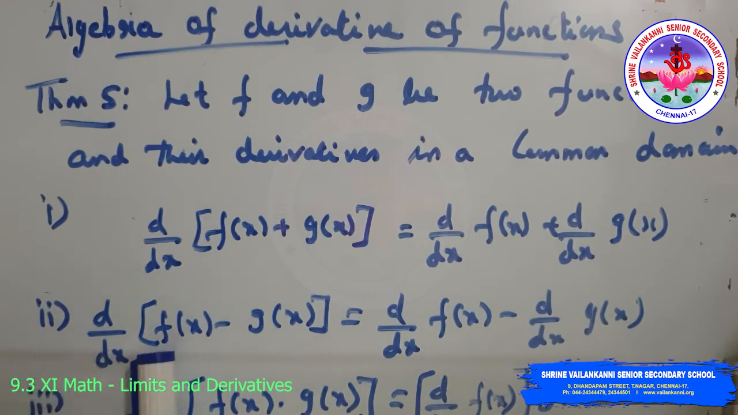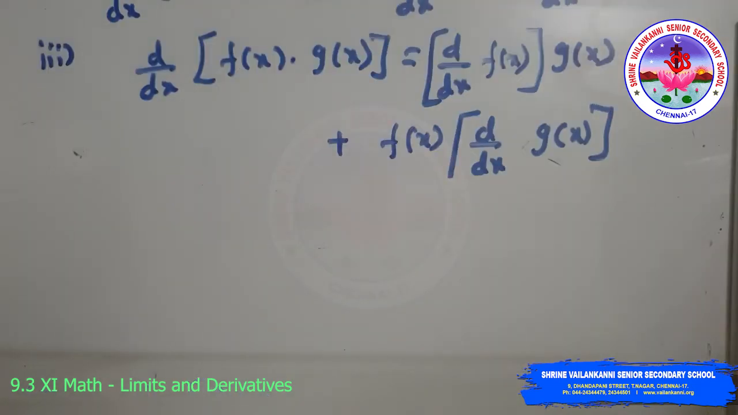Second one, the derivative of the difference of two functions is the difference of the derivatives of the functions, that is, d by dx of f of x minus g of x is equal to d by dx of f of x minus d by dx of g of x. Third one, the derivative of the product of two functions is given by the following product rule.